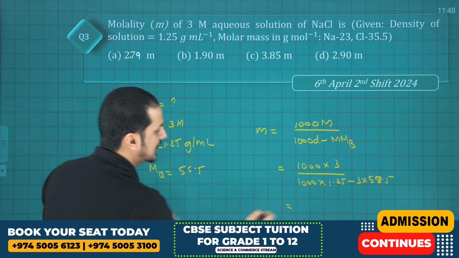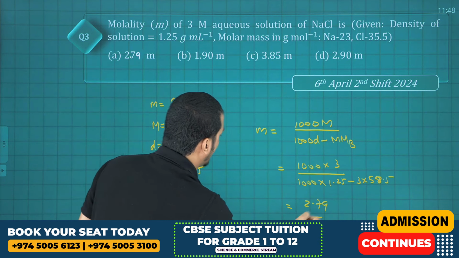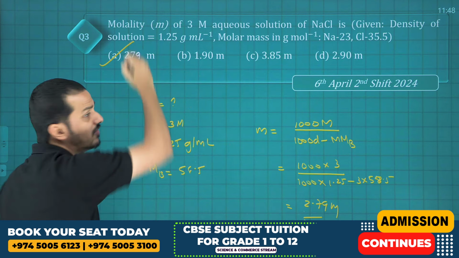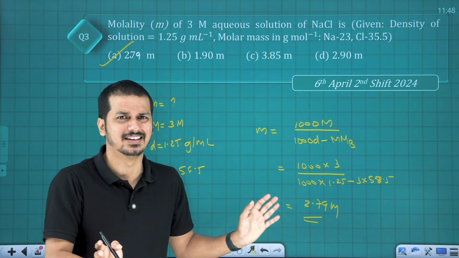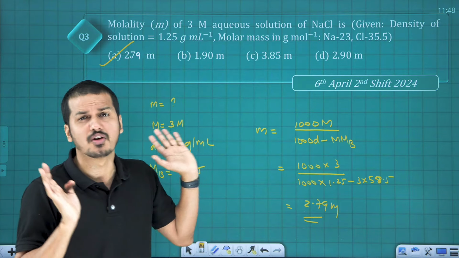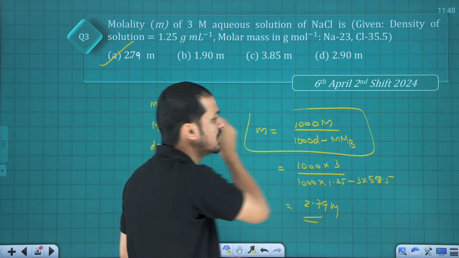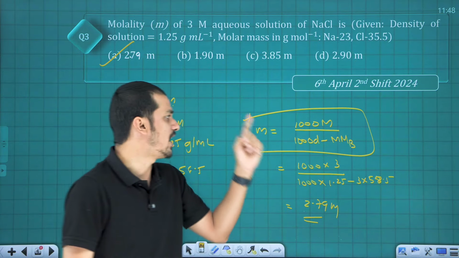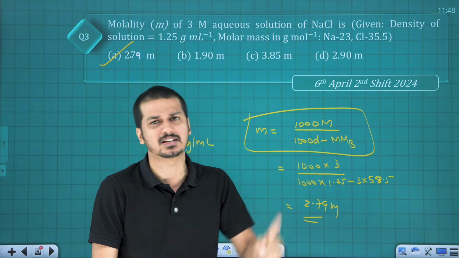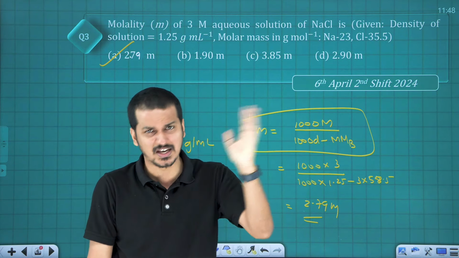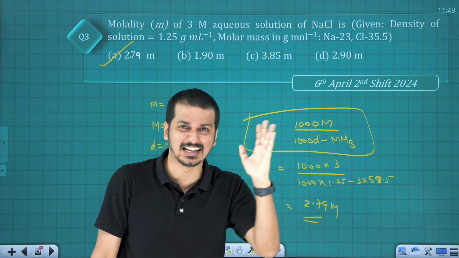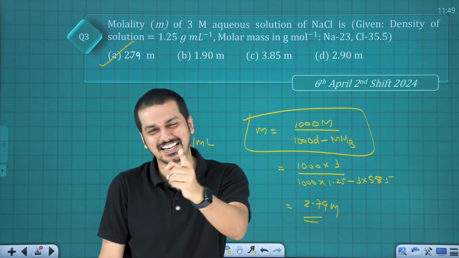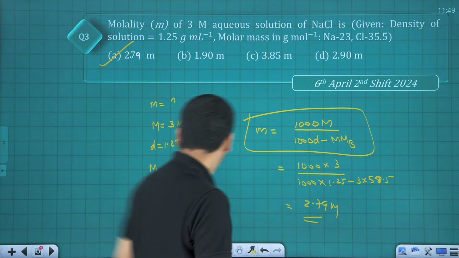Once you solve, you will get the answer 2.79 molal. Option A will be the answer. Okay, dears, this is an NCERT question. I hope you can solve it easily. So you have to remember that formula. Don't forget it: molality is equal to 1000 times molarity divided by 1000 times density minus molarity times mm. That's enough. We can expect the same kind of question in 2025 also. If you are lucky, that kind of question is going to come. So let's see, guys. We can move to the next question.